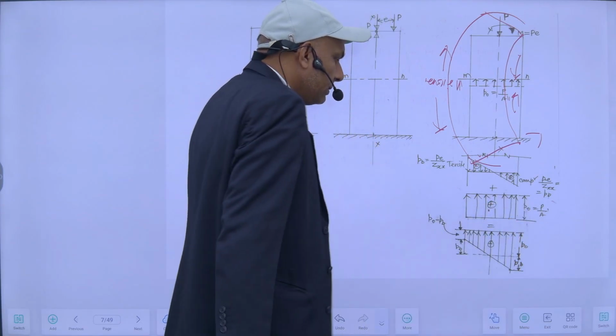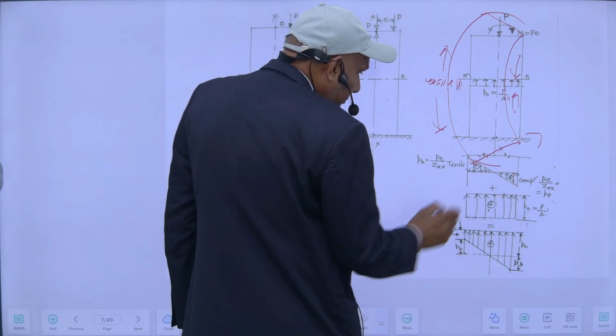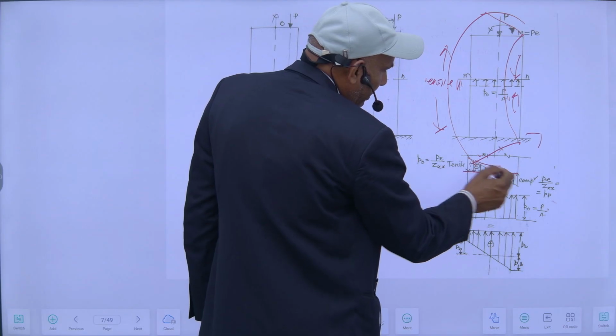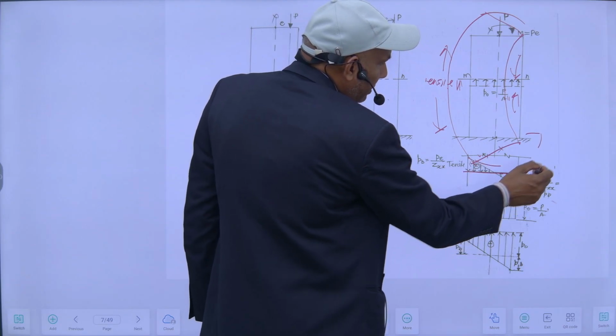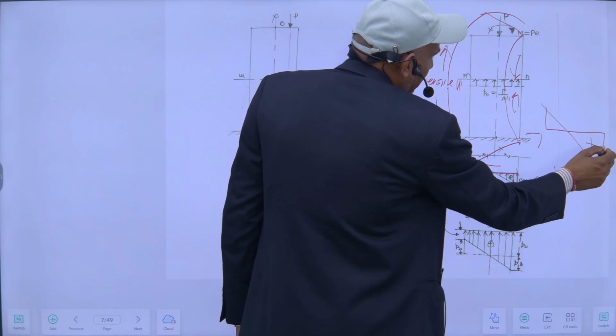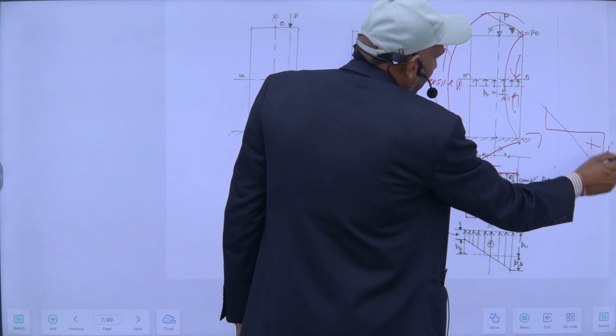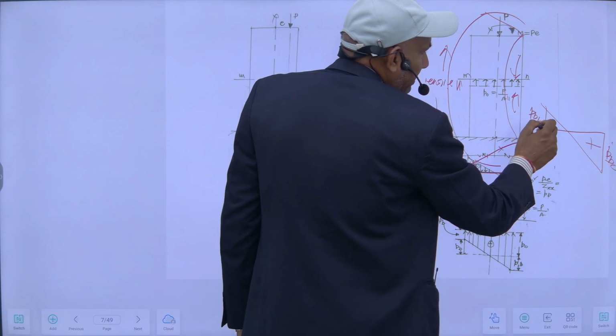Suppose I plot this, so my stress diagram will be like this. This is my stress diagram. So compressive stress is here and tensile stresses will be here. This is my compressive stress due to bending compression, and this is bending tension.